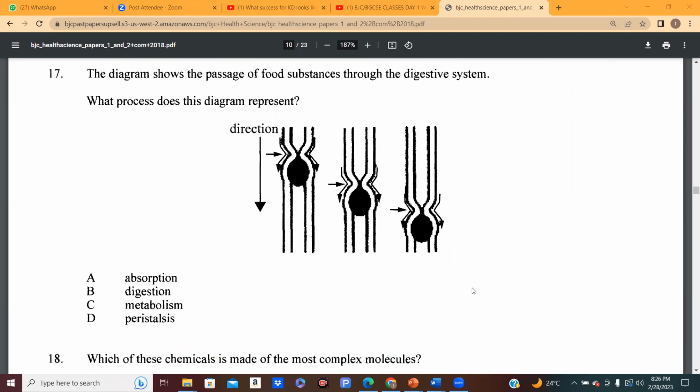All right, now number 17. Number 17 is for Yolanda, and it says, the diagram shows the passage of food substance through the digestive system. Which process does this diagram represent? Is it A, absorption, B, digestion, C, metabolism, or D, peristalsis?